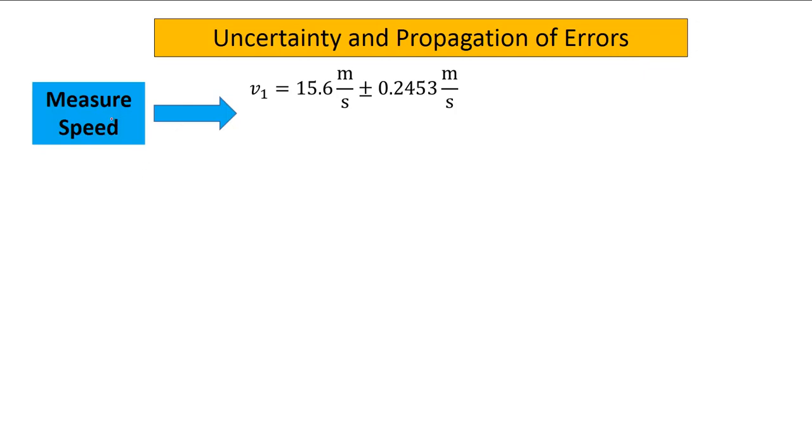Let's talk a bit about uncertainty and propagation of errors. Let's say we take a measurement, say of speed, and we measure something like 15.6 meters per second, plus or minus 0.2453 meters per second. So any measurement we have should always have some uncertainty, so we have an uncertainty given here. But there's something wrong here in that our uncertainty has way more significant digits than our measurement itself.